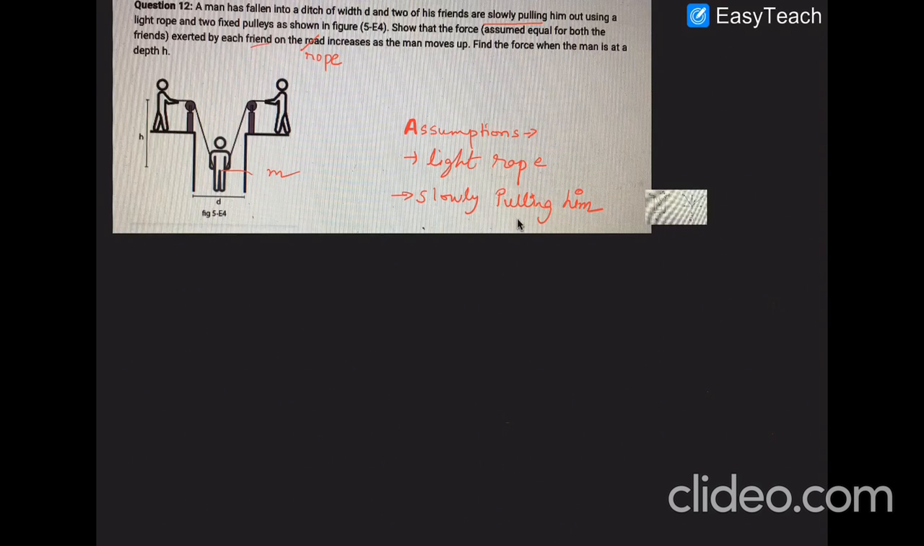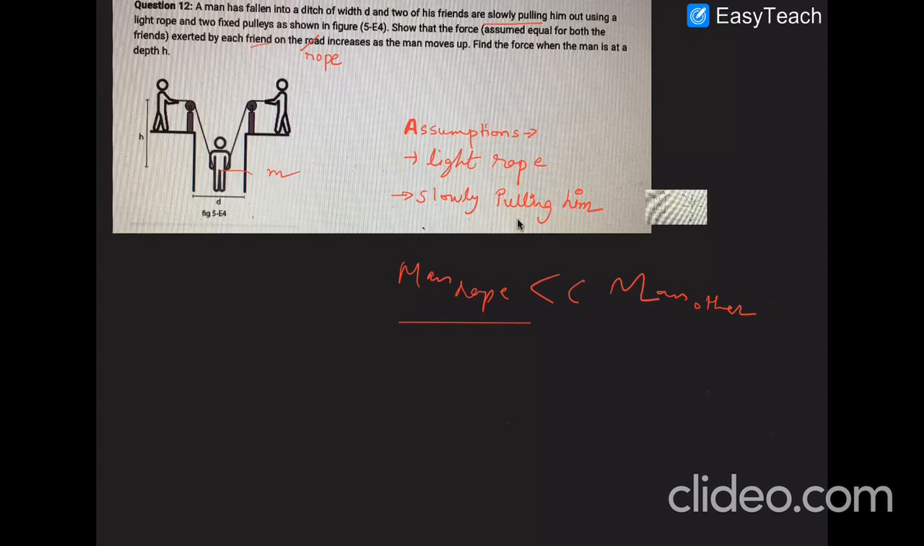Let us see what are the assumptions under which we will solve the problem. First assumption is the light rope. What is meant by light rope? When the mass of the rope is much less compared to the other masses there in the system, like the mass of this person M, or maybe other masses if given in a problem. So this means the mass of the rope is much smaller compared to the other masses in the system.